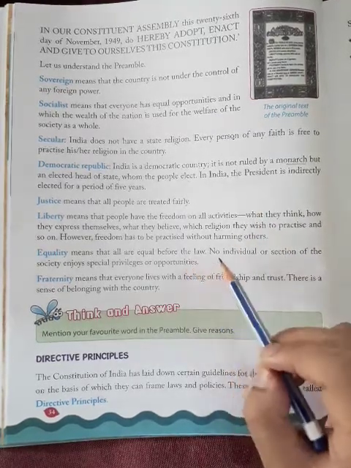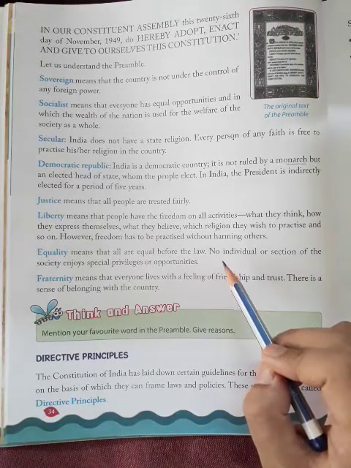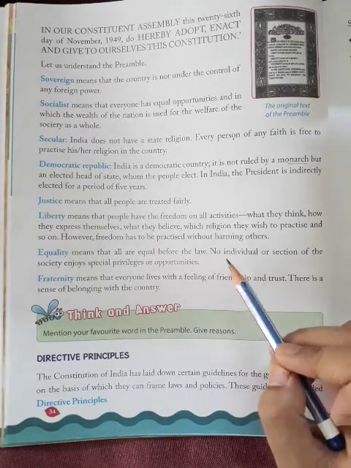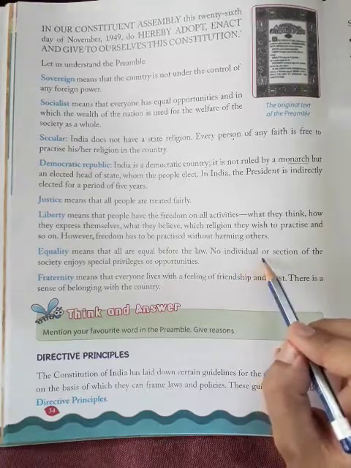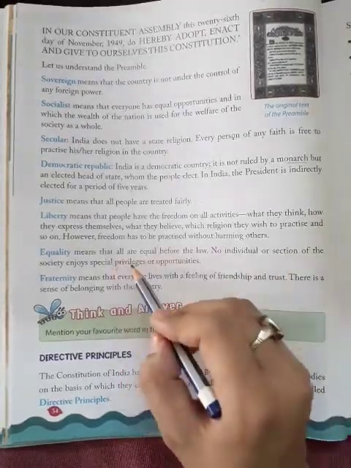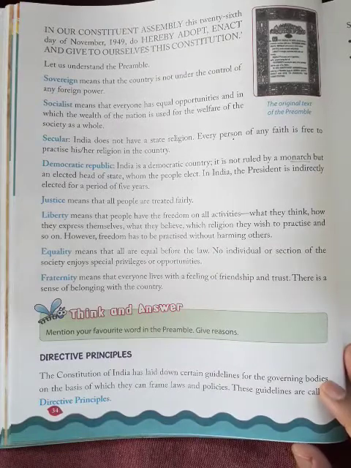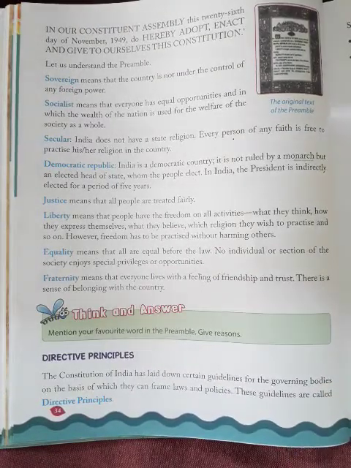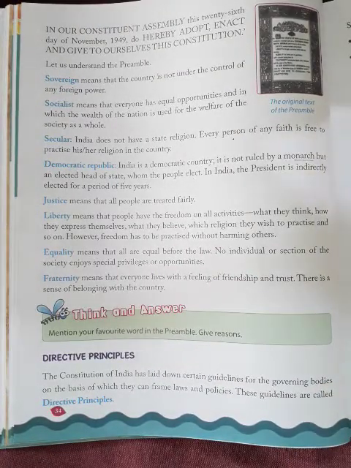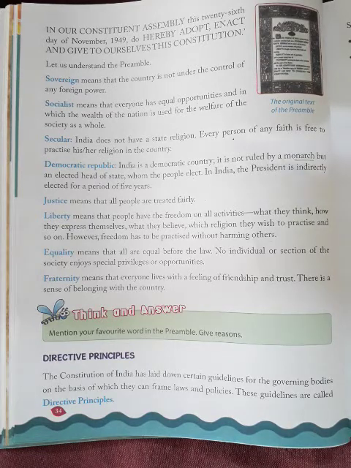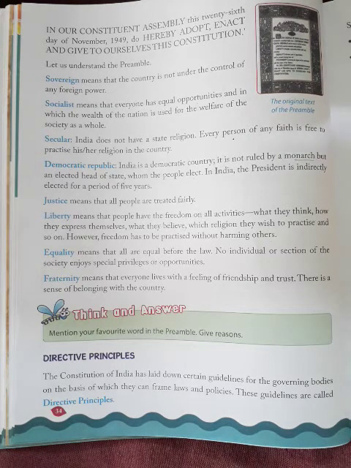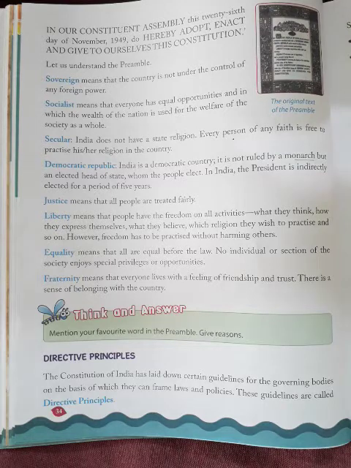Equality. Each and every person living in this nation is equal in the eyes of the law. No individual or section of the society enjoys special privileges or opportunities. No person living in this nation has any special powers or any special privileges. All the people, whether he is a minister or a common citizen of our nation, for law, for the courts of a country, everyone is equal.